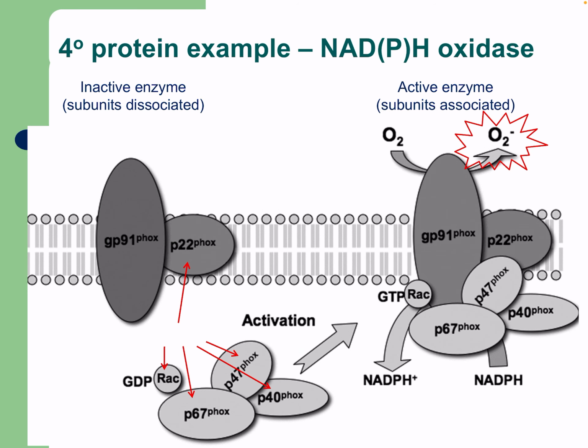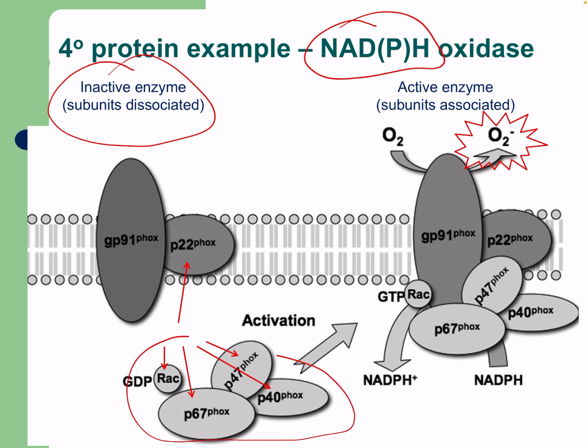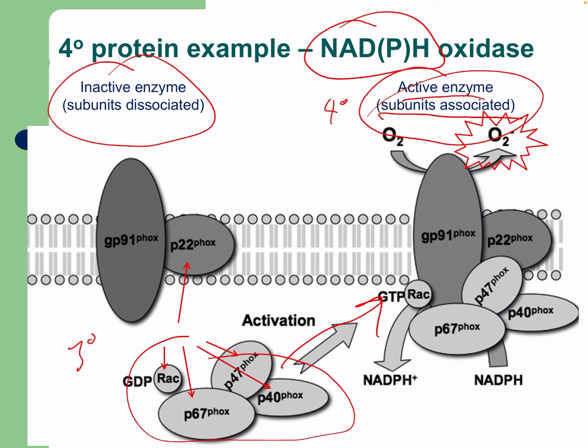An example of this is NADPH oxidase. Here we can see the inactive enzyme where the subunits are dissociated. These are all our tertiary proteins. But when it becomes active, they bind to the other proteins and now form a quaternary protein. So this is tertiary, and we have the active enzyme where the subunits are associated.